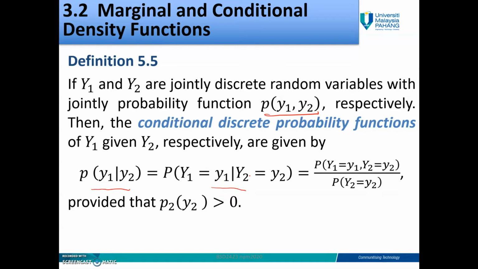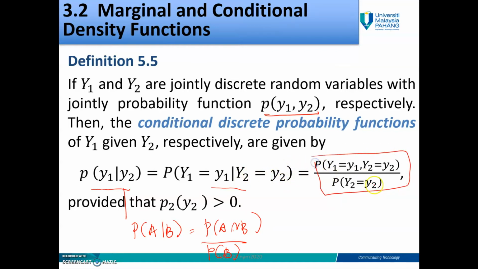If you remember, if you have P(A given B), you will have P(A intersect B) divided by P(B), the probability of B. Similarly for this one, you will have probability y1 equal to small y1 given y2 equal to y2, and you can write this notation. Here your p(y2) should be greater than 0, otherwise it's undefined. So that one is for discrete.